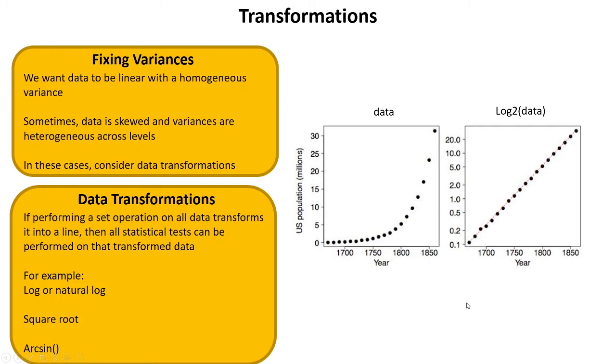There are some others that you might possibly come across. You can square root, you can arc sine. Essentially, if your data follows some other easily identifiable function, you can use a function to transform it back into a line, and therefore it'll give you access to regressions and t-tests and other things that might not have been possible due to the variances not being homogeneous or your data not being normal.